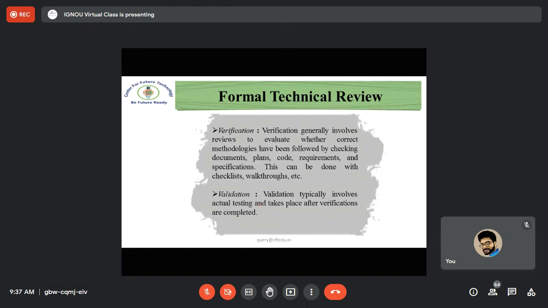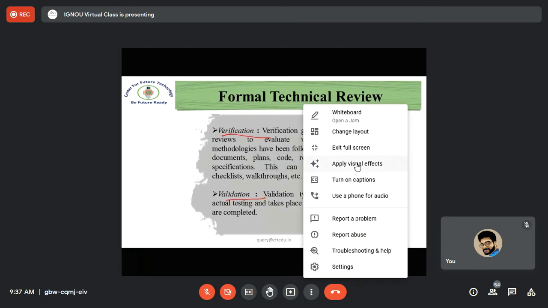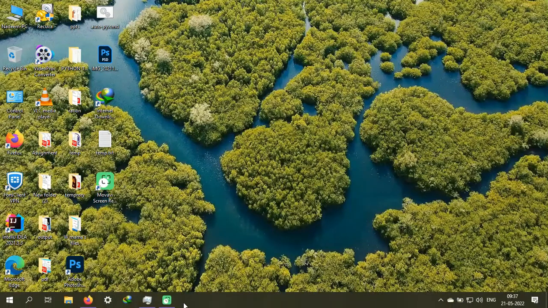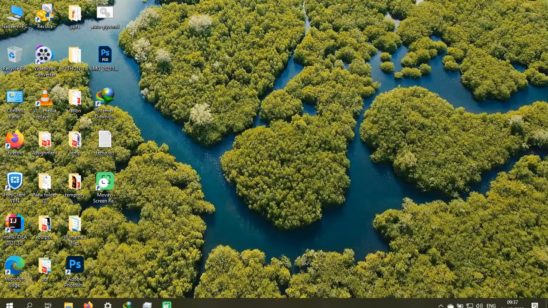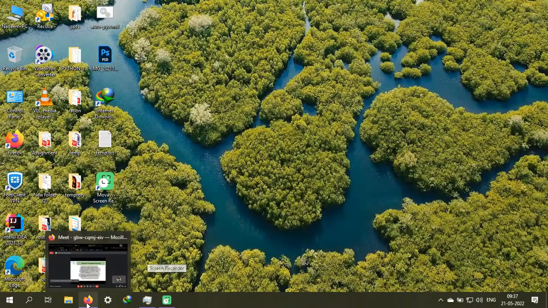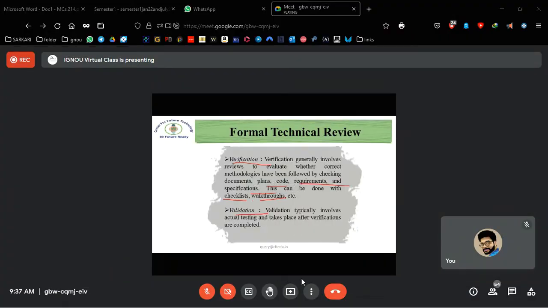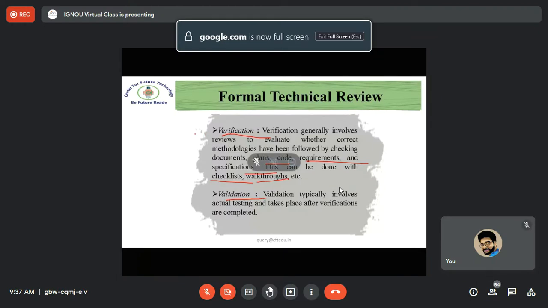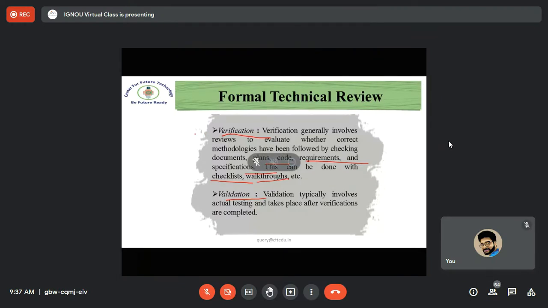Under the formal technical review, two activities are performed: verification and validation. Verification generally involves a review to evaluate whether the correct methodologies have been followed, by checking the documents, plans, code, requirements and specifications. This can be done with a checklist and walkthrough activity. These are small activities that help us review things, and verification is always considered important because it is a kind of second thought that helps to fix future problems as well.